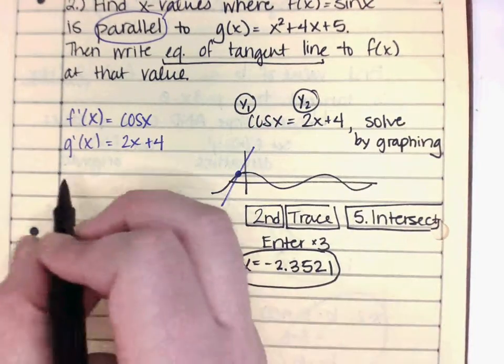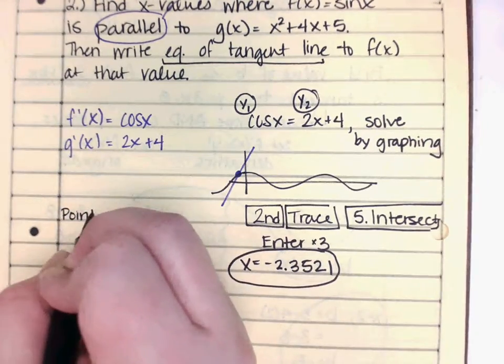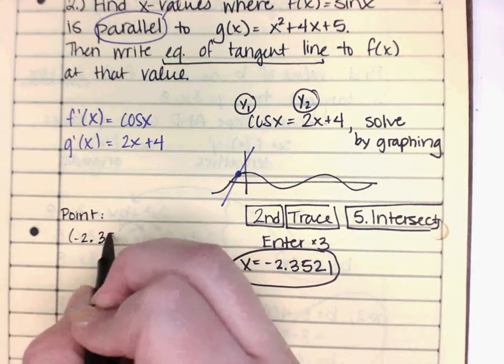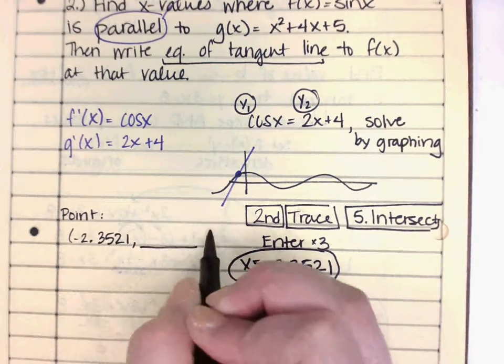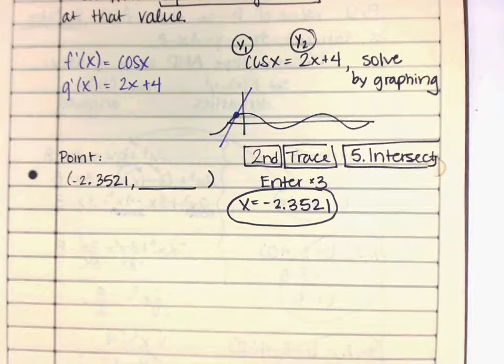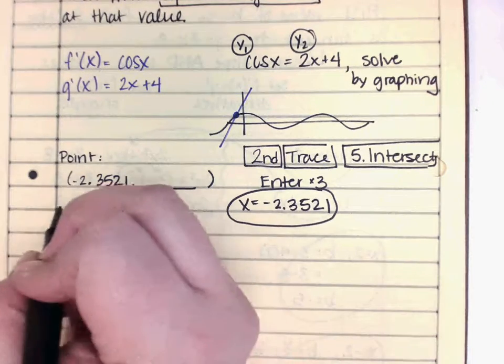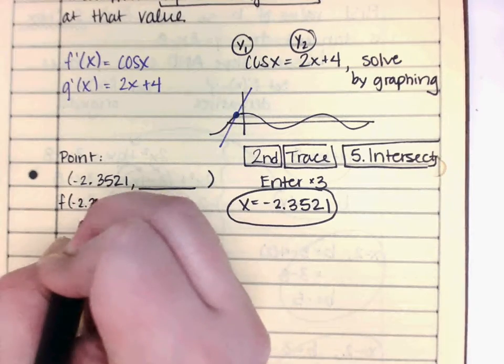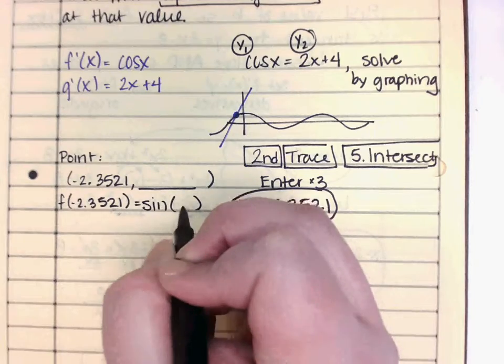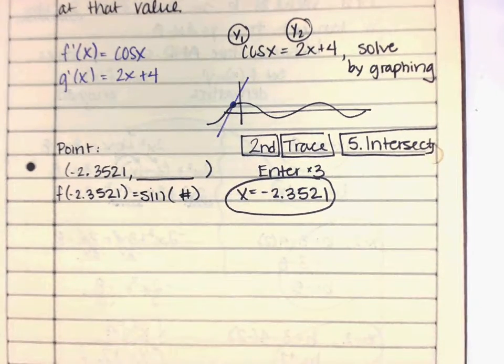So the first thing I'm going to write here is point. I know my x value is negative 2.3521, comma, and then I'm going to have to find the y value. Now, where will I plug that value in if I want the y value? F of x, which is the original, which was sine x. So, if I want f of that value, okay, you can't do that in your head. It's going to be the sine of that number. I'm just going to be lazy and put that. Okay, it's the sine of that number.